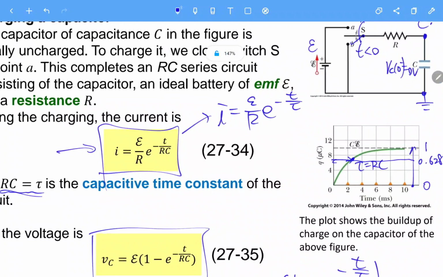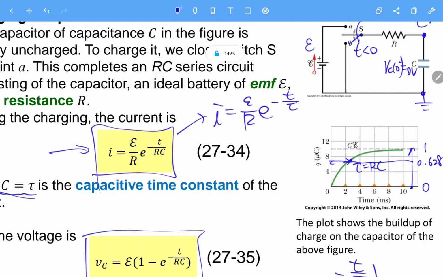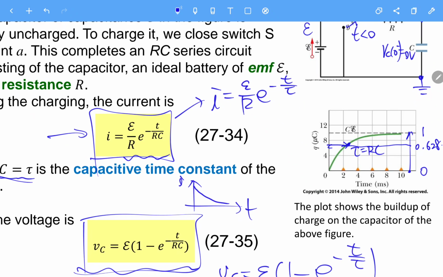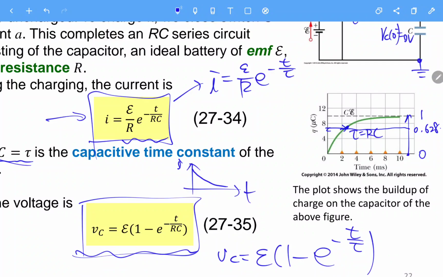Because this is exponential decay. So the current will be something like this, exponentially decaying. But for the voltage, yeah, I just drew Q here, but actually V will be similar, but with a different axis.